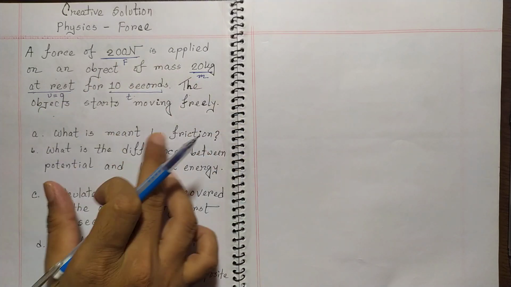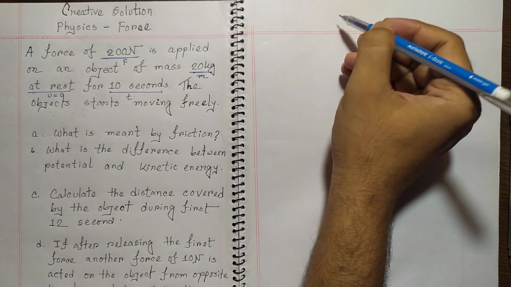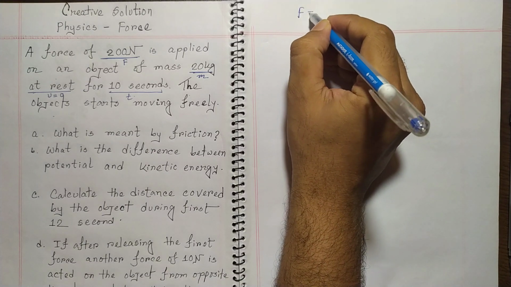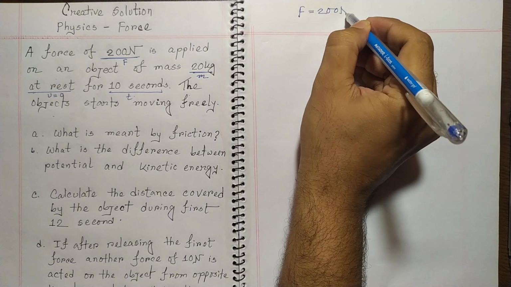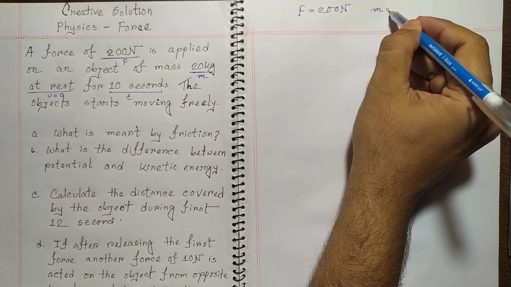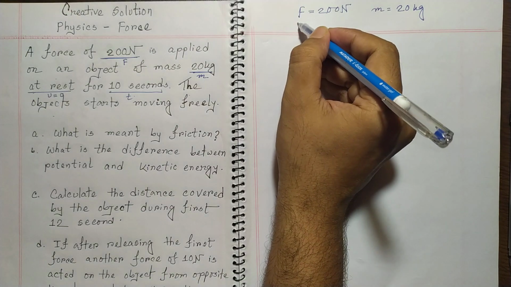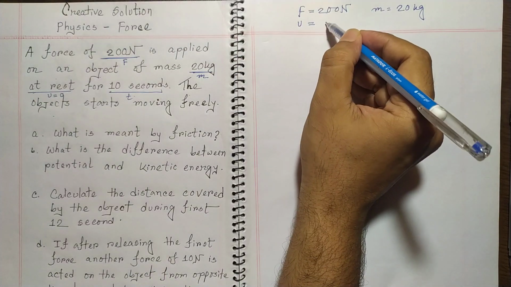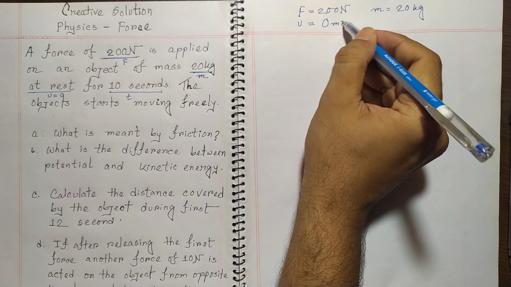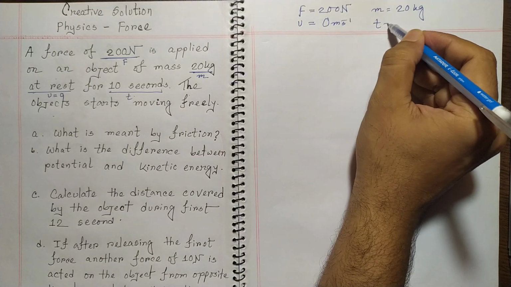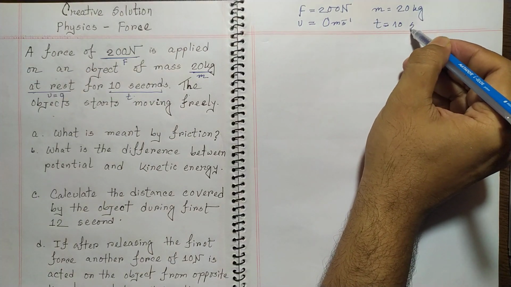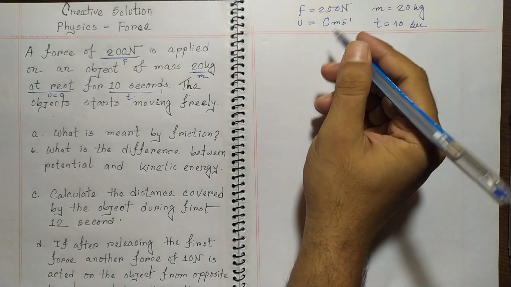So you see what data is given. F is 200 newton, the mass is 20 kilogram, the initial velocity is 0 meter per second, and the time is 10 seconds. So what is going on here?